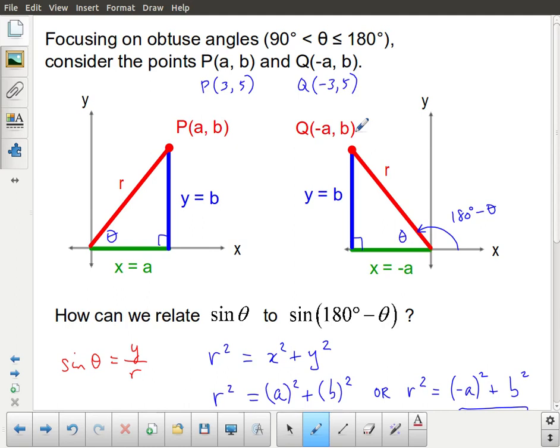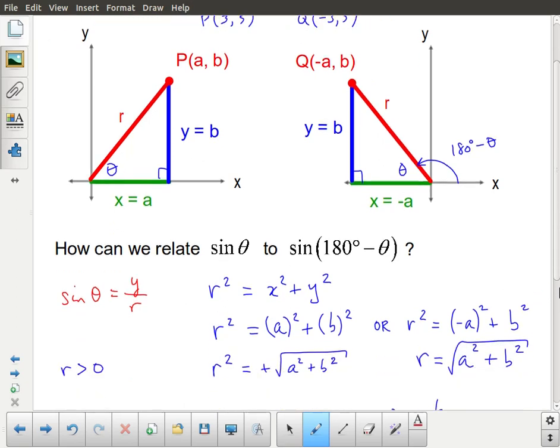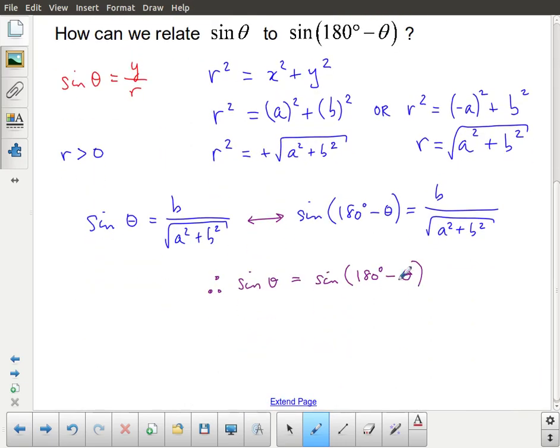Just need to check one thing here. Okay. The first conclusion we get, and this is important, is that the sine of an acute angle is the same thing as the sine of an obtuse angle.